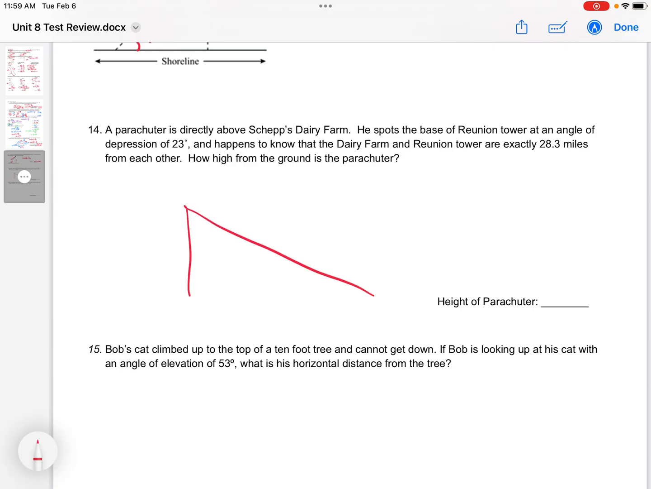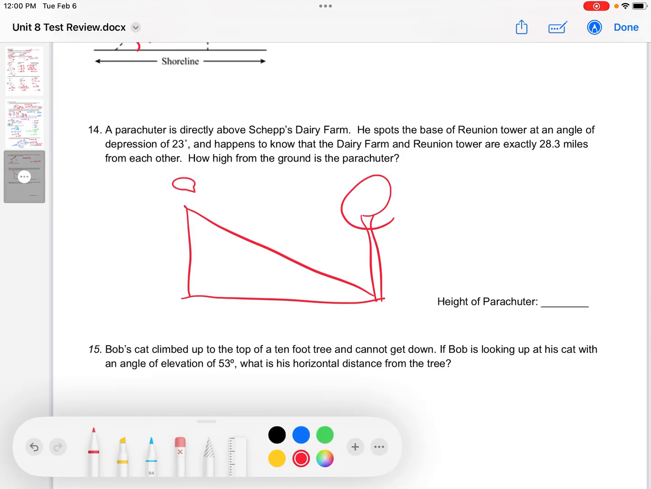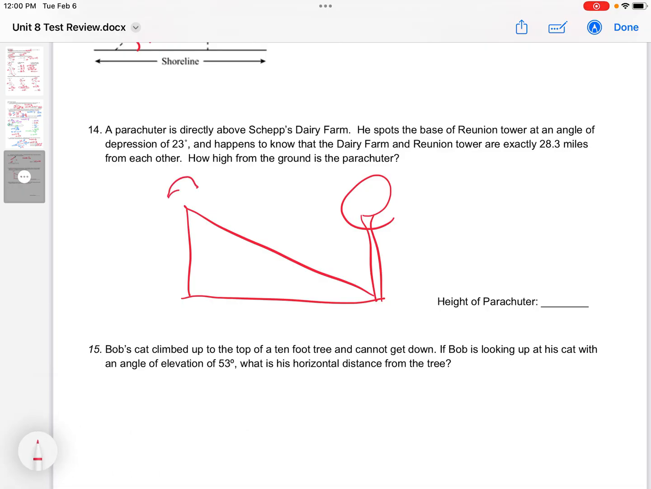Parachute. Reunion Tower. Skydiver. No, not that. Skydiver. There's my skydiver. Farm.